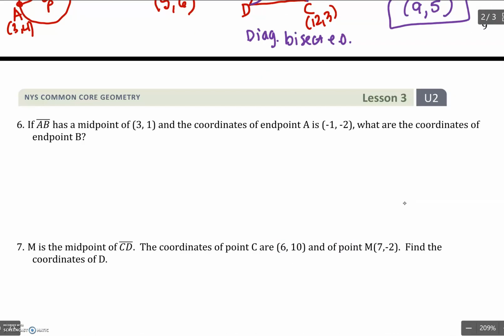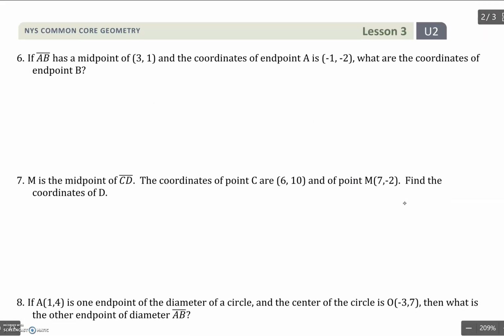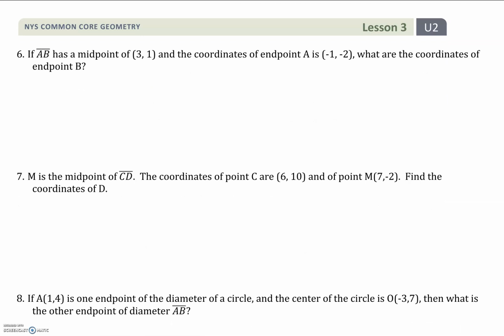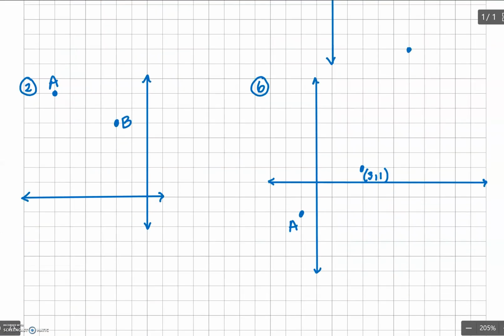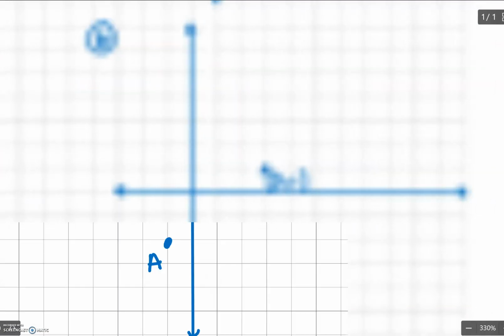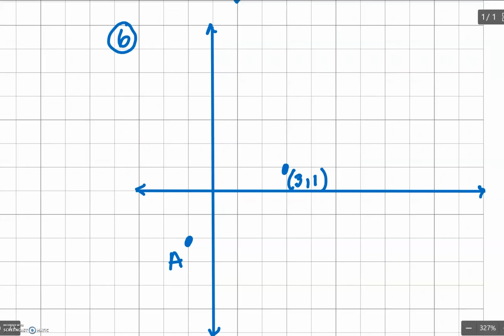All right, now 6 is a little bit different because 6 is talking about a segment where it has a midpoint given to you already, and then it tells you one of the endpoints and would like you to find the other. So I'm going to show you on a graph first. If I look at number 6, I've got those points graphed here. A is at negative 1, negative 2, and the midpoint is at 3, 1. We need to find B.